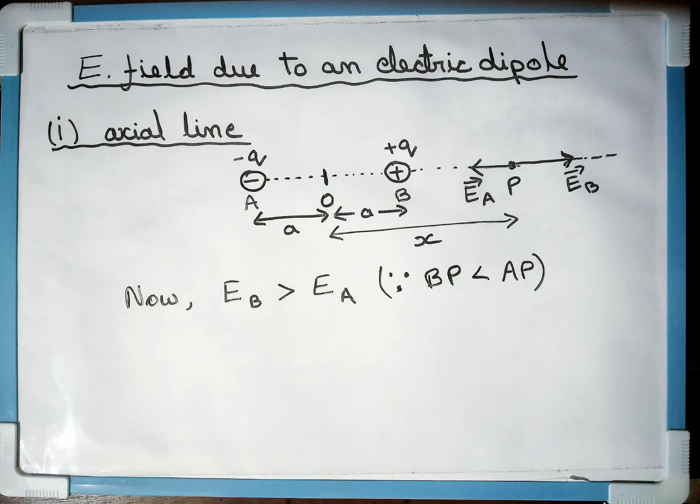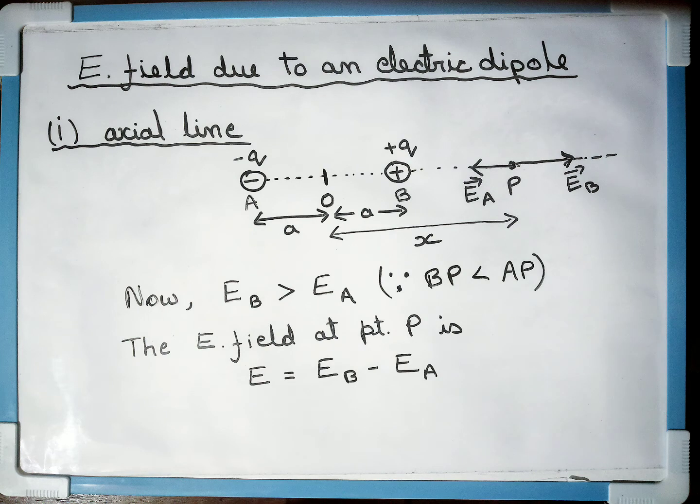And since at point P we have two electric field intensities, one is EA and one is EB, and since they are vector quantities, and you can see in the diagram that they are opposite to one another, so using the vector rule of addition to find the resultant electric field intensity at point P, we'll have to take the difference between these two vector quantities EA and EB.